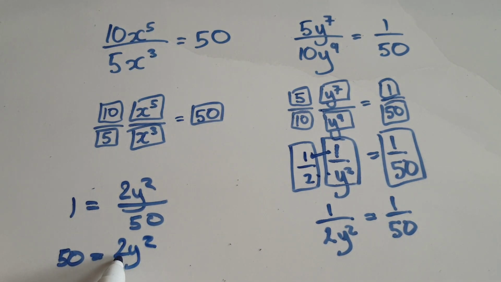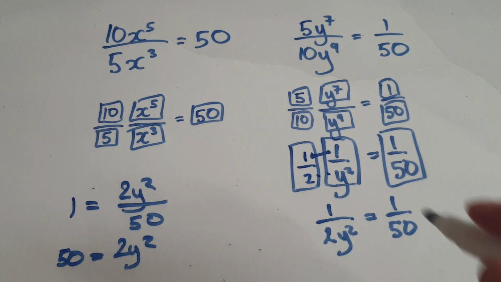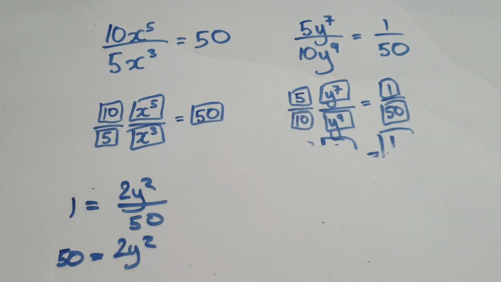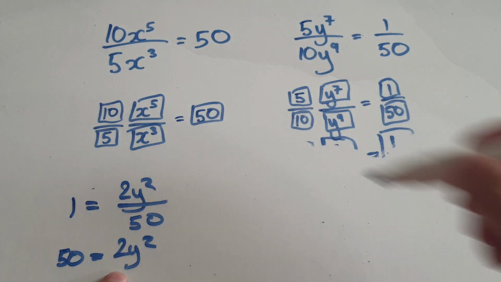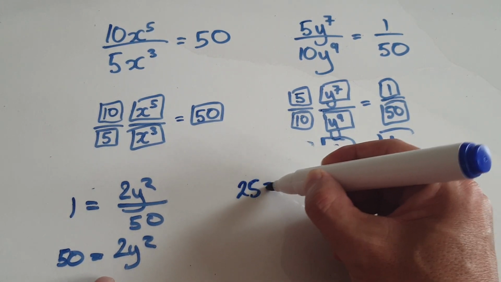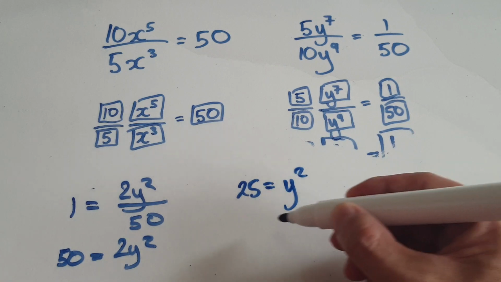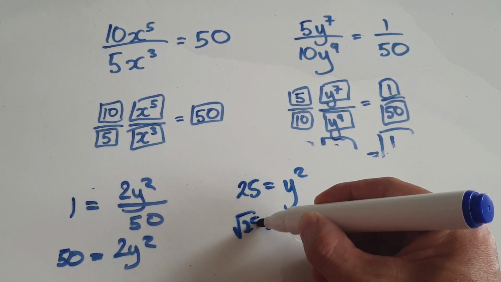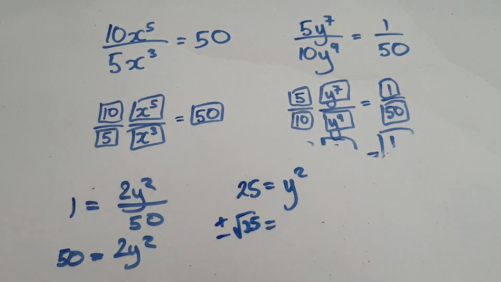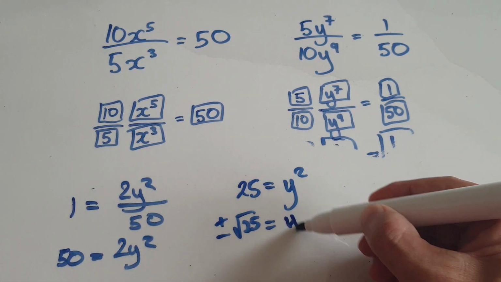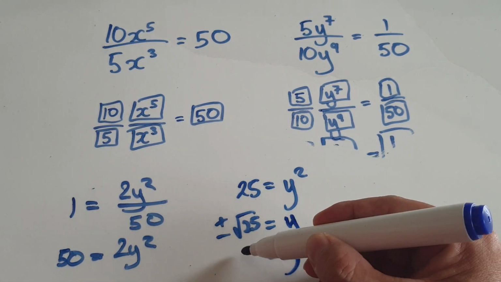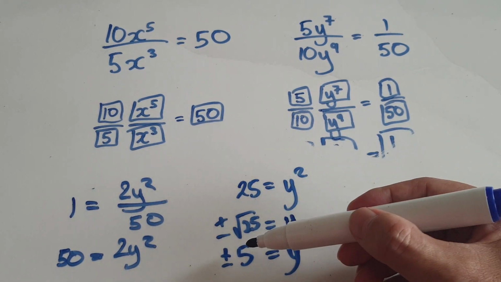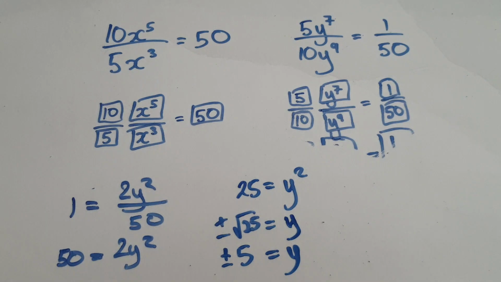Divide both sides by 2, that will then become 25 equals y squared, and then square root both sides. So when you square root something, you get the positive version and the negative version. So that would then be plus or minus 5. So the answer could be 5 or it could be a negative 5, okay?